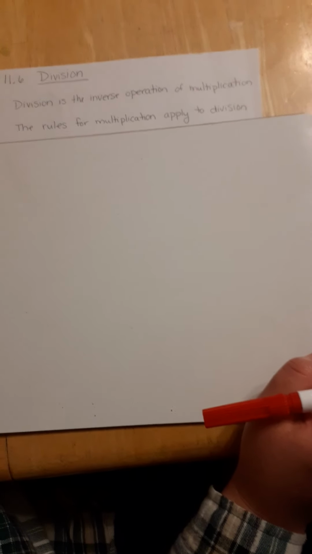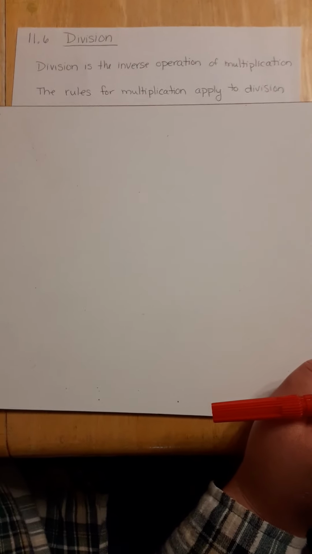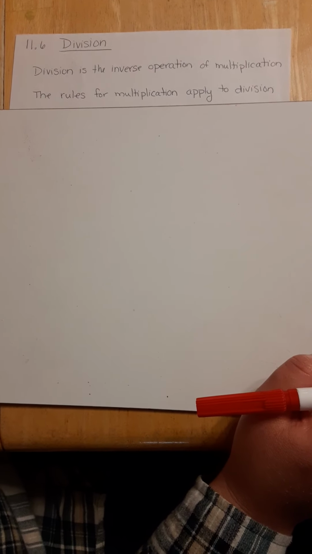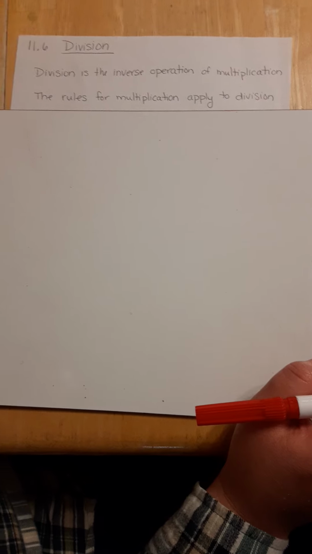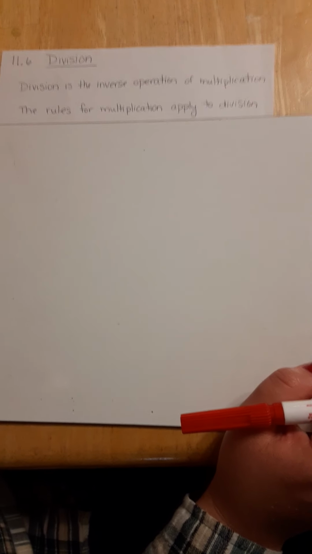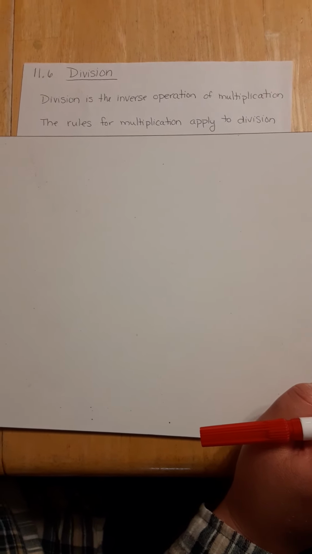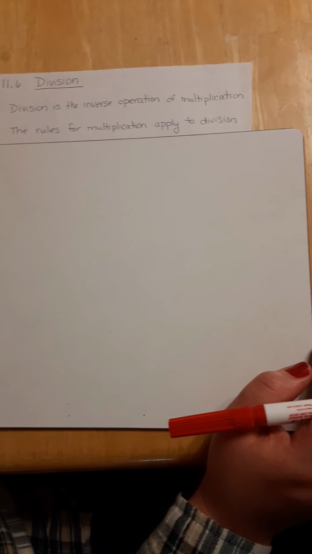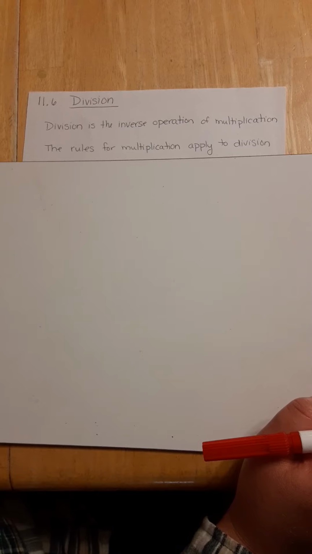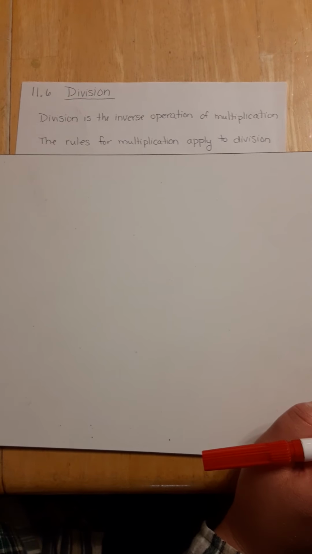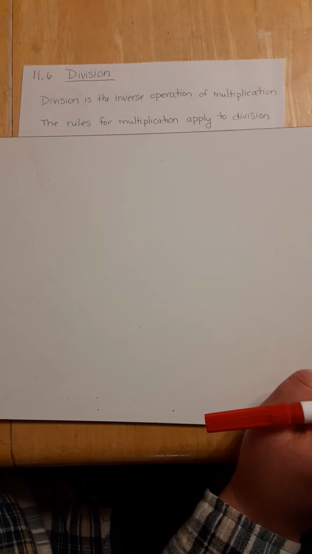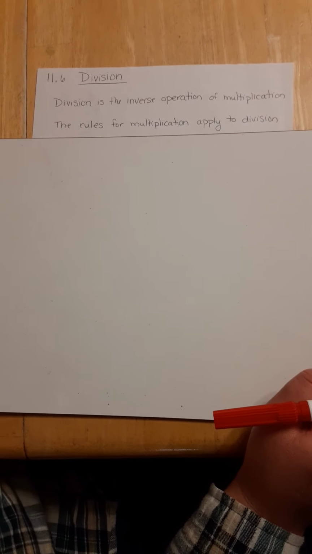Now, our last lesson dealt with multiplication, and we had two rules. If we multiplied a negative times a positive, our answer was negative. And the second rule was if both the numbers were either positive and positive or negative and negative, my answer was always going to be positive. Those same rules apply to division here.